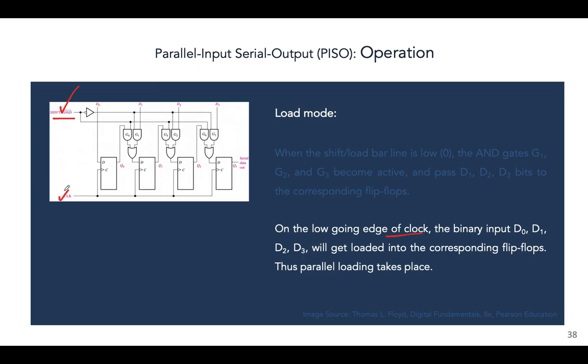So now loading has been completed. You can see D0, D1, D2, D3, the 4 bits of your data have been loaded into the flip-flops, and that loading was done in parallel, simultaneously. All of them were entered into the corresponding flip-flops of the register at the same time. And now it's time to actually perform the second part of the operation.